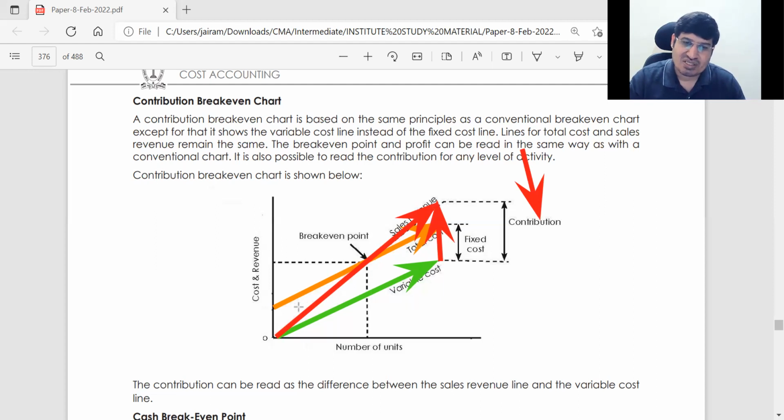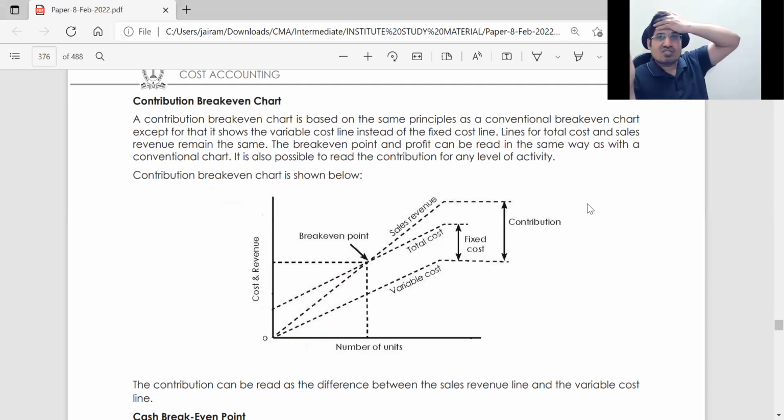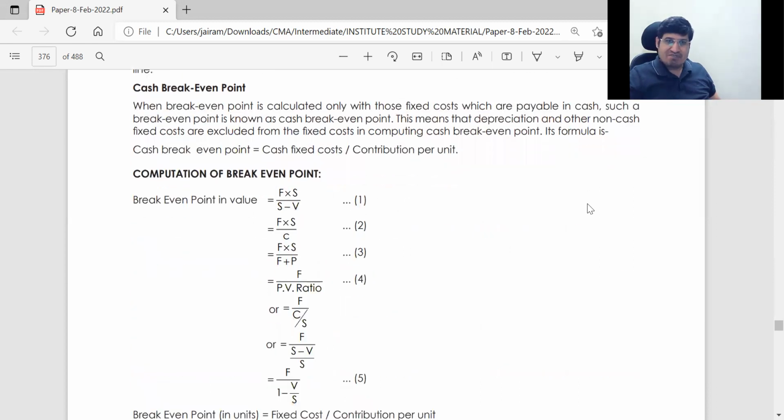Okay, because there is a total cost line and a total sales line. So your break-even point is there as it was there in the previous charts. There is no change there. So what has changed is that you have taken off the fixed cost line and you have retained the variable cost line. That becomes a contribution break-even chart.